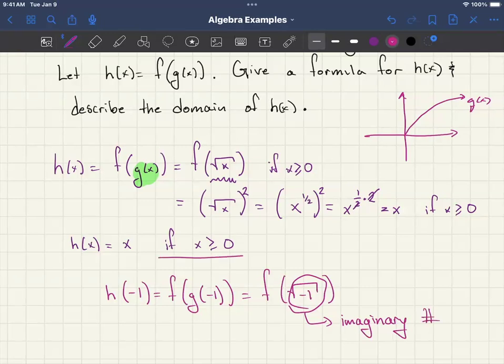So this is what our domain is going to be. The domain is just a fancy way of saying what kind of numbers can we put into our function. And in this case, it is going to be all numbers that are greater than or equal to 0.